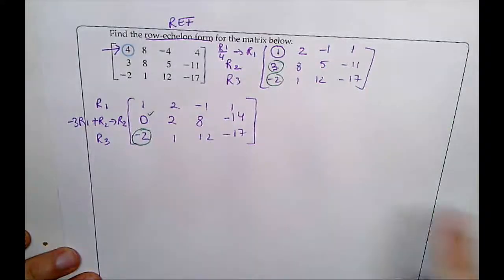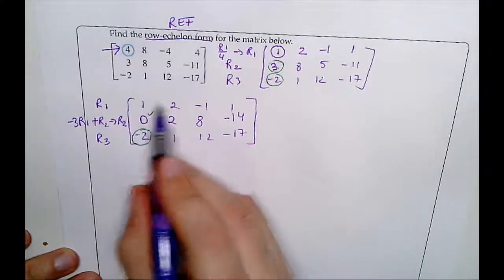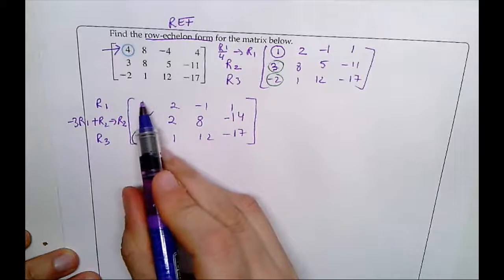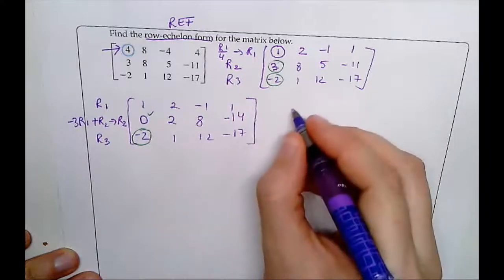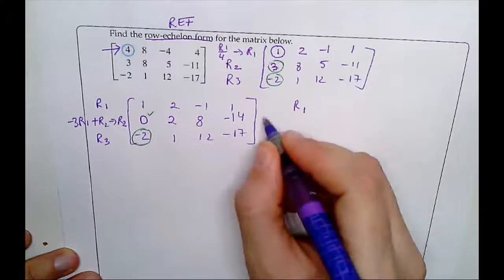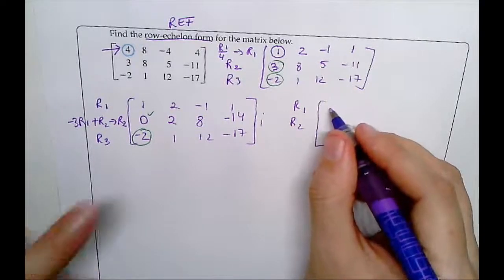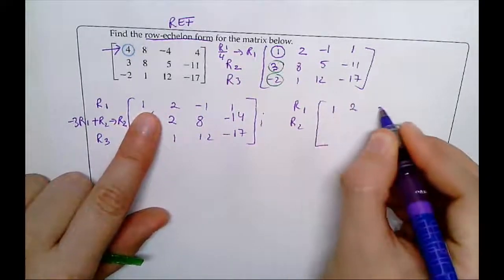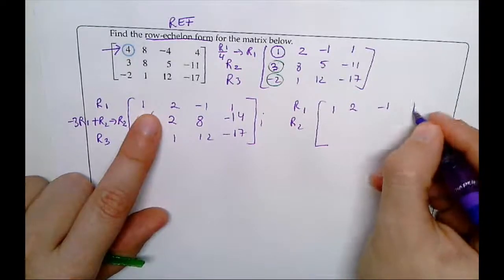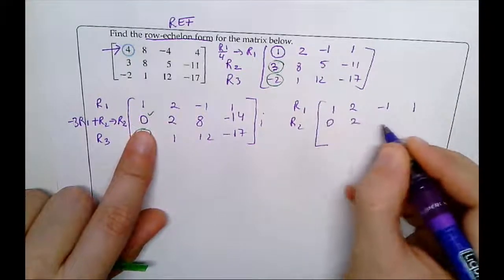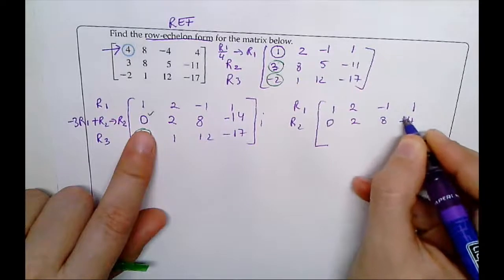Okay, so that means I'm going to change row 3. Row 1 and row 2, I'm good with it. This is a 1, this is a 0, so I'm not going to change it. So row 1 stays the same. Row 2 stays the same. So row 1 is 1, 2, negative 1, and a 1, a 0, 2, 8, and negative 14.